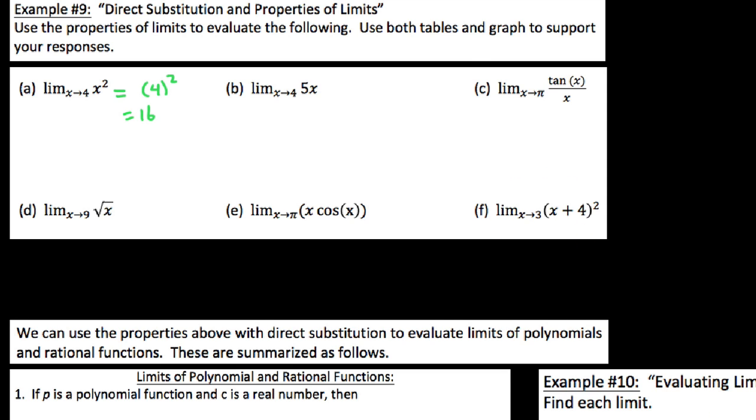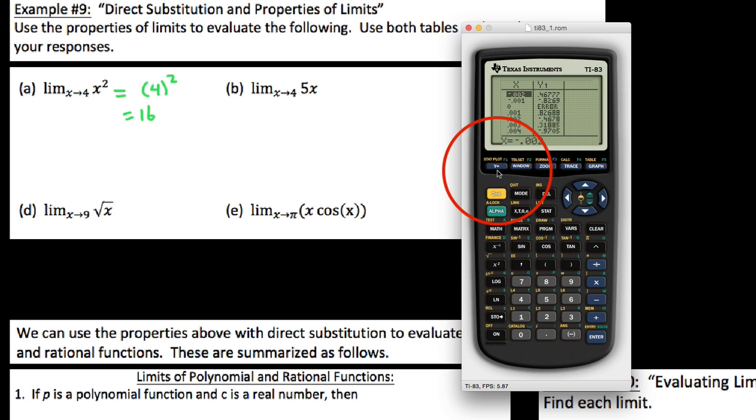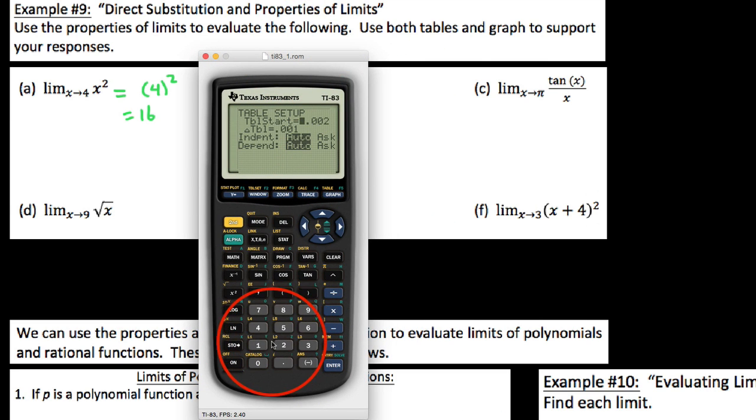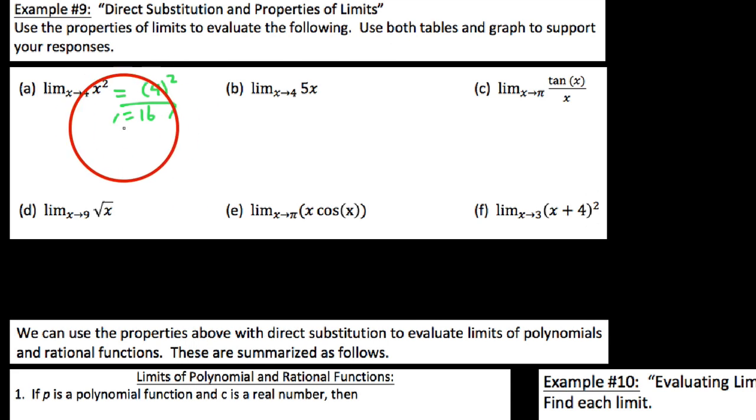But to support this with a graph or a table, suppose we typed in x squared, x to the power of 2, and we were finding the limit of this as x gets really close to 4. So let me start my table at 4 here. We'll go by really small increments. But basically, as you look at this, we can see that our function is well defined there. I mean, it exists at 4. So instead of having to make a table and ask what our y values are getting really close to, you can just directly substitute this in and say, there you go.